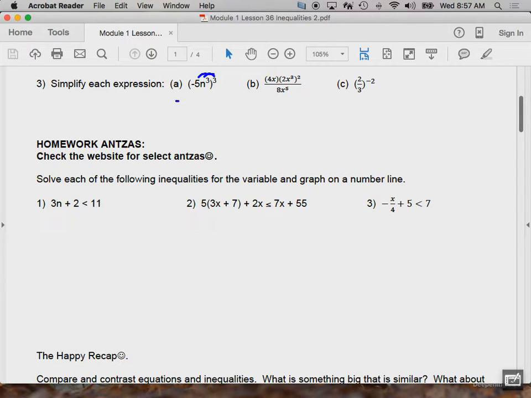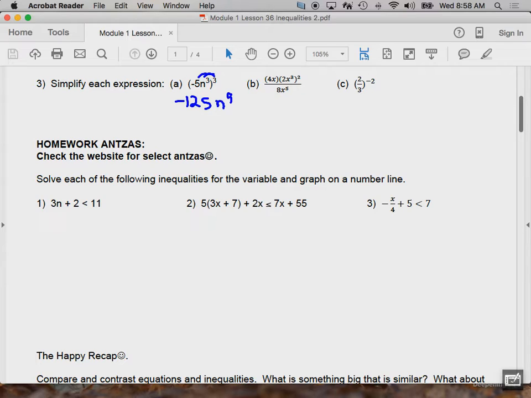Remember to cube everything in the parentheses, that's -125 n to the 9th. Sometimes kids forget to cube the -5, and they just write -5 n to the 9th. But everybody gets the n to the 9th. It's the -5 part that they sometimes screw up. It needs to be -125.